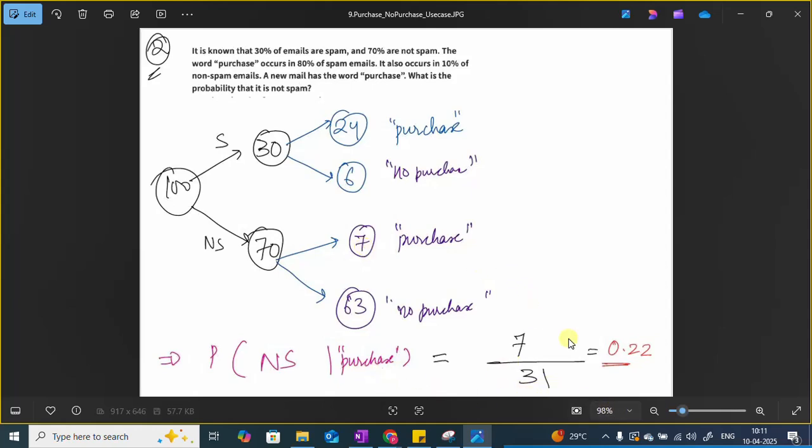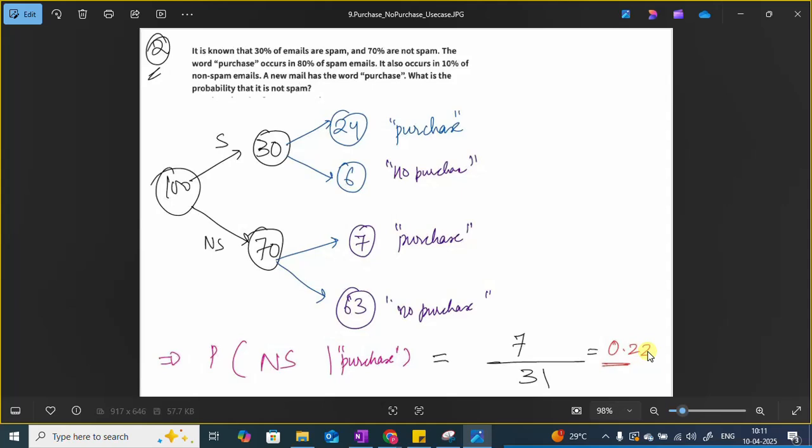Now out of 31, how many emails belong to not spam and contain purchase? That is 7. So it will be 7 divided by 31, which is 0.22. That is the probability. If I convert it into percentage, it will be 22 percent. Clear, guys? Any doubts so far?